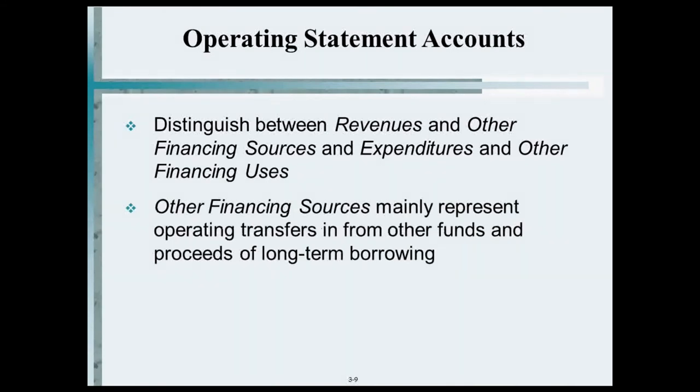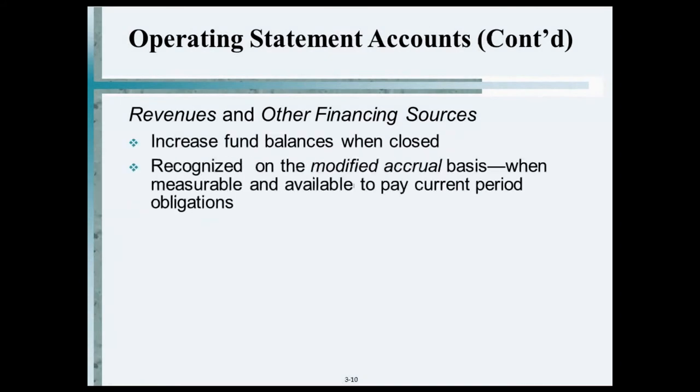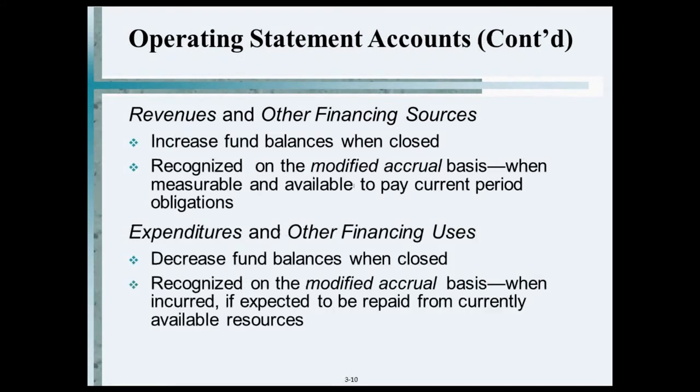Learn the difference between revenue and other financing sources, and expenditures and other financing uses. These are examples. So learn to know when to use the revenue account as opposed to other financing sources or uses. So what's the standard general entry to record a budget? What happens when you record a budget? What's the standard general entry?